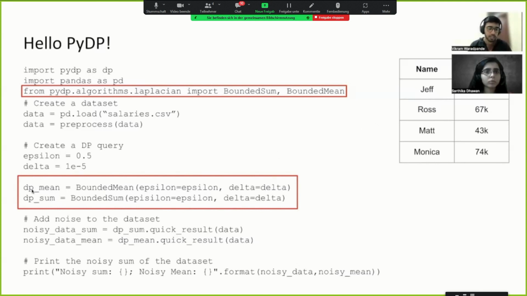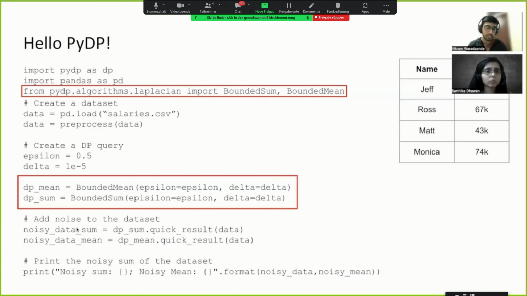We first define an object of the bounded mean and bounded sum algorithm, and as parameters we pass the epsilon and delta values. Then, to actually compute and add the noise and give us back the result, we do dp sum dot quick result and dp mean dot quick result. So this quick result is basically whatever algorithm you're using, it adds the noise to it of whatever form that we have imported and then gives us back the result.